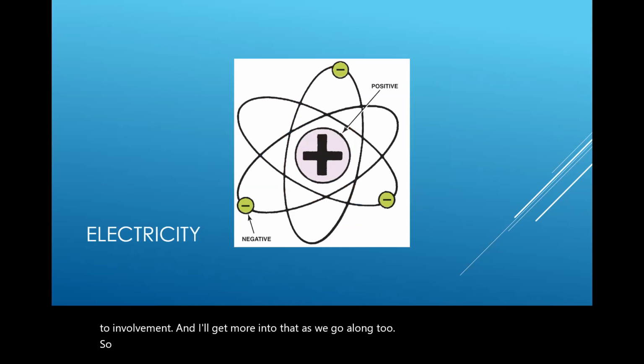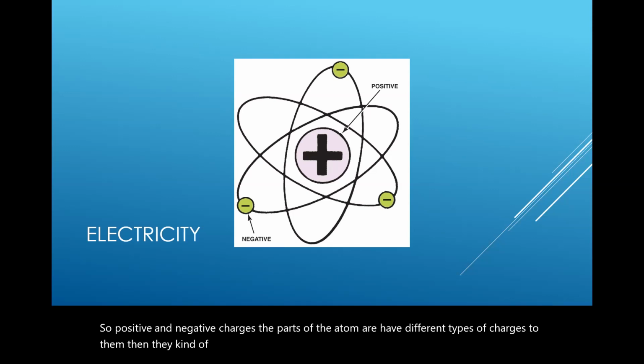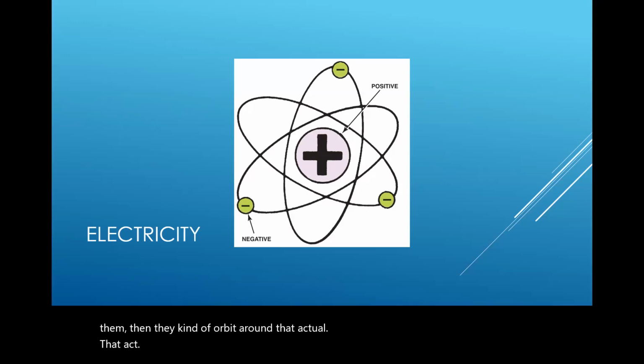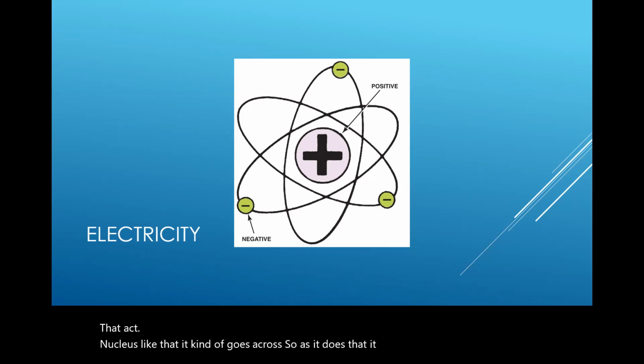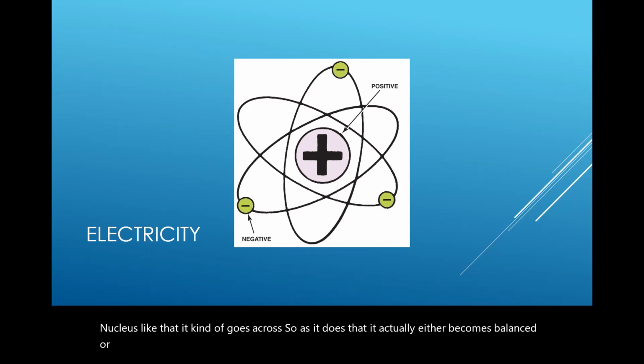Positive and negative charges: the parts of the atom have different types of charges, and they orbit around the nucleus like that. It kind of goes across. So as it does that, it either becomes balanced or unbalanced, and we'll get a little farther into that as we go across here.